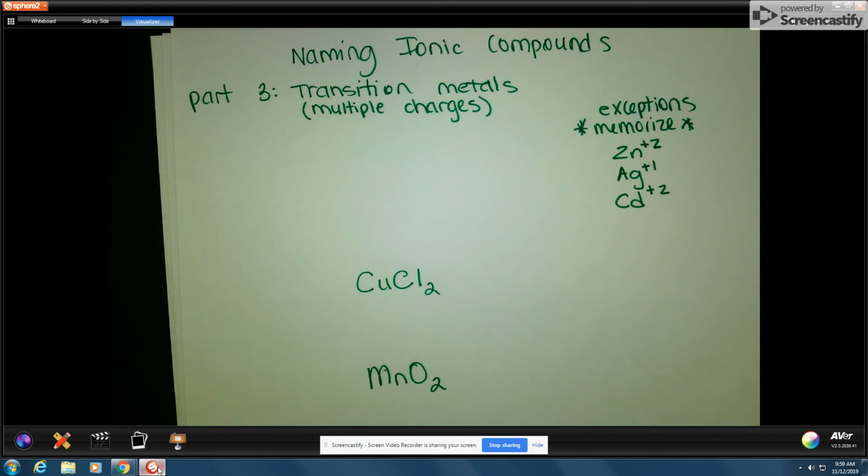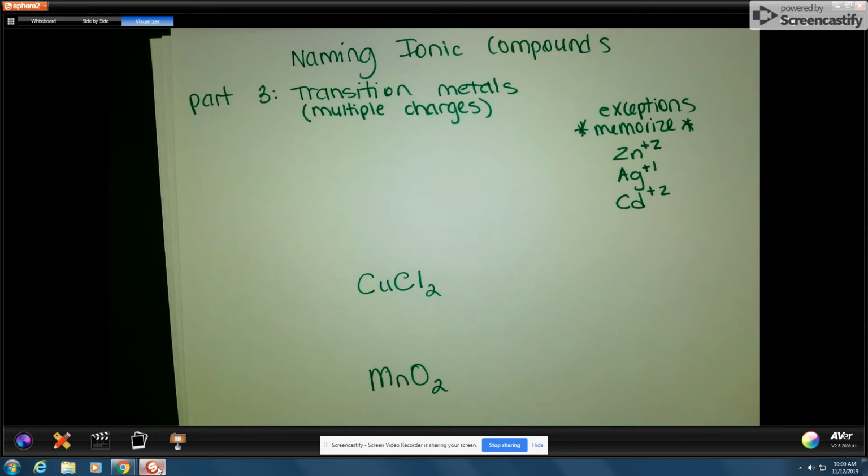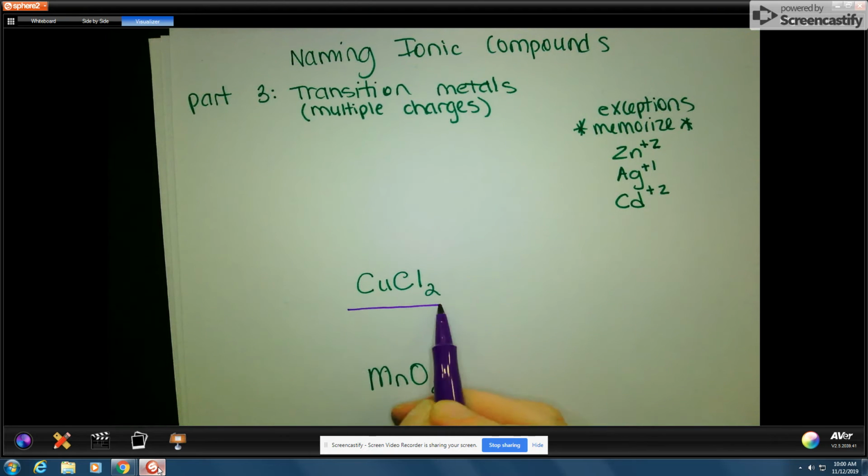So when you are naming ionic compounds with transition metals, they can have multiple charges. So the name must identify the charge. The exceptions to that are these, because they always have these charges and it doesn't change. So just kind of memorize those. In order to get the charge, it has to be given to you somehow. Well, because ionic compounds have only one ratio in which they form, inside this formula, we can get our charge.